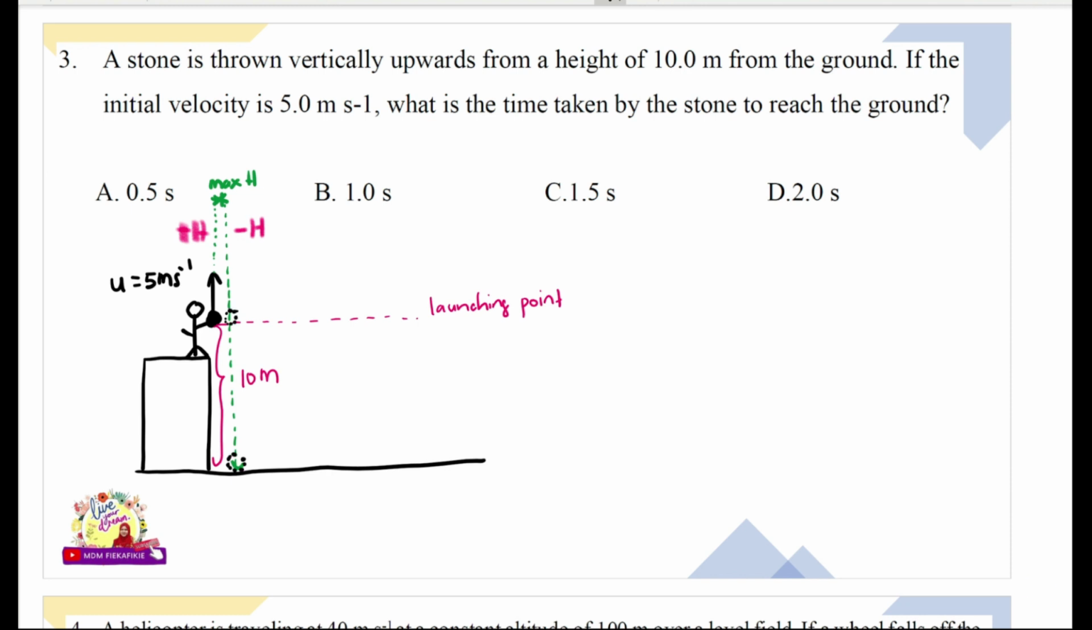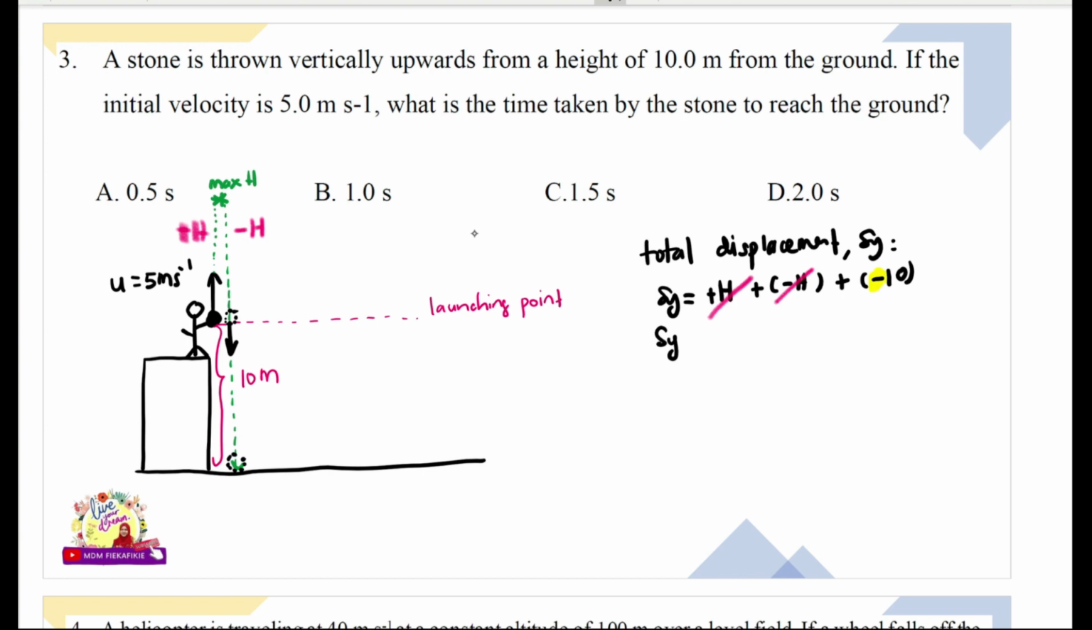Okay, at this point. So maknanya kalau saya kata total displacement, SY lah, total displacement travel, is equal to positive H, tak tahu berapa, tambah negative H, tambah negative 10 meter. Daripada sini tadi, launching point dia akan turun ke bawah. Kena tanah. So, mesti letak negative because the motion is downward. Dia turun ke bawah. So, negative 10 meter. Okay. So, this one you can cancel. Therefore, from the information here, we know that total displacement traveled by the stone is negative 10 meter.